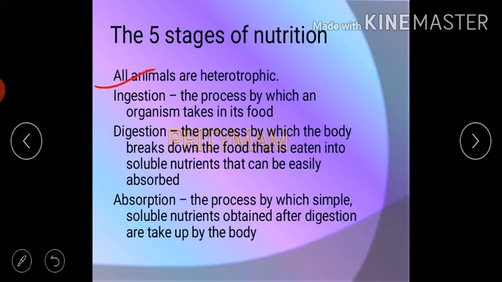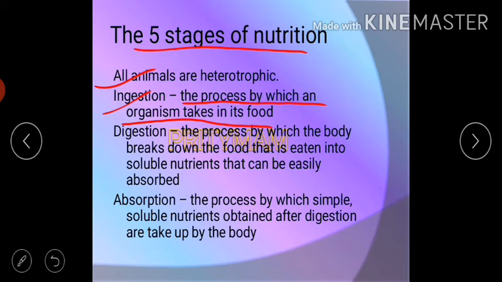So, nutrition in animals consists of 5 different stages. Ingestion. Ingestion is the process by which an organism takes in its food. And this is the first step in animal nutrition. We need to take in food. Most of the animals take in food using their mouth or mouth parts. So, ingestion is the taking in of the food to get the nutrition.